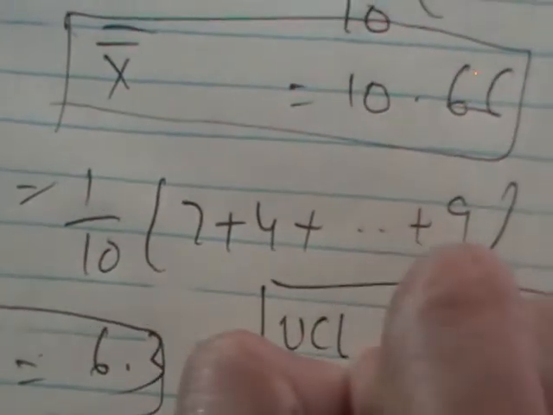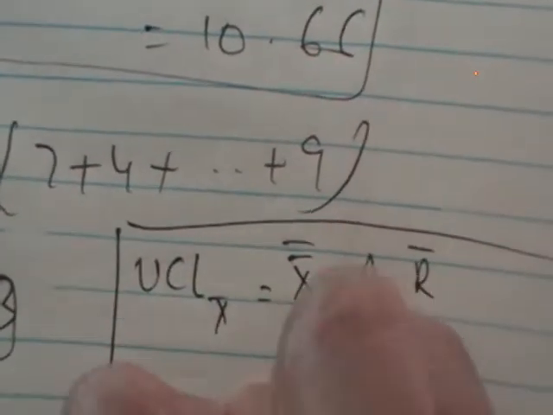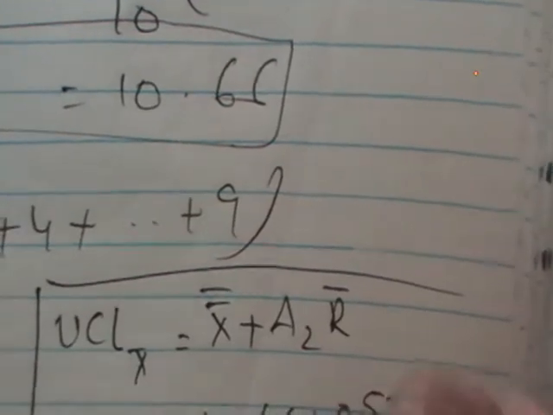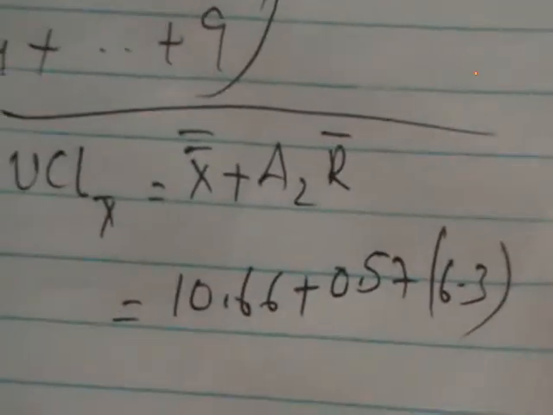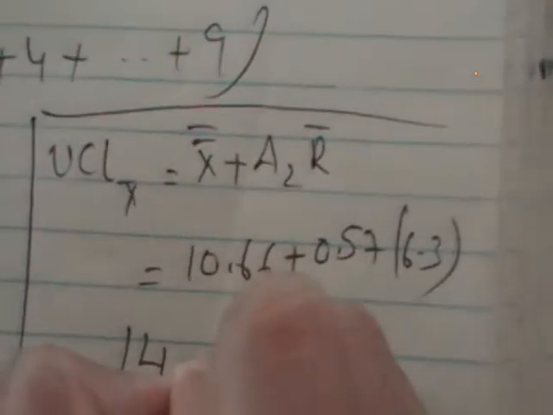Now let us calculate the control limits for the X bar chart. What is the formula for UCL? X double bar plus A2 R bar. X double bar, how much did you get? 10.66 plus A2, which is given as 0.57, into R bar, which is 6.3, which is nothing but 14.251.